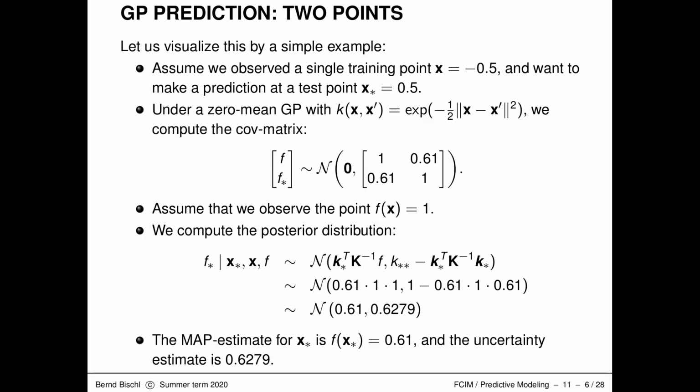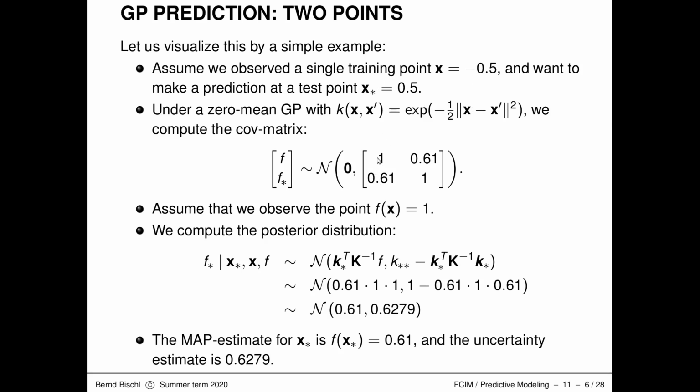Let's now explore this a little bit more through a simple example calculation and also a bit through visualization. So assume we are given only a single training data point at the measurement location -0.5, and we want to make a prediction at a test point which is located at +0.5, under a zero mean Gaussian process with a squared exponential covariance kernel. We can now compute this joint covariance matrix between x and x star.